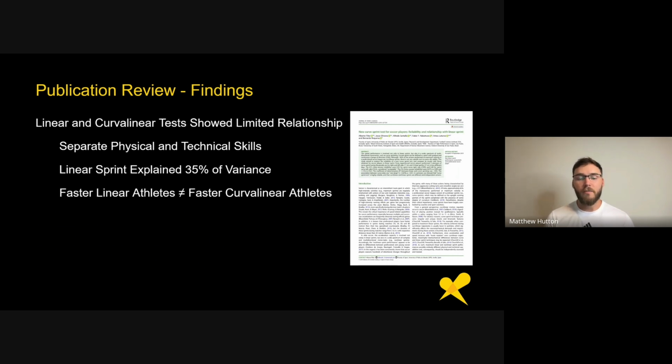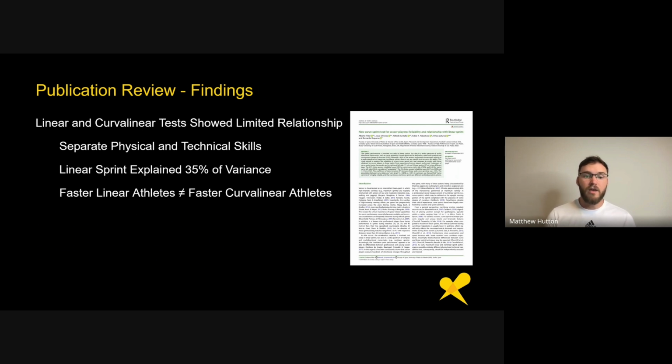You've got low back EMG activity would show differences. So all of these things are showing that you're getting more internal, or you're going to have your demands across your inside leg and your outside leg are going to be slightly different depending on which body part you're looking at. The linear sprint only explained 35% of the variance of the curvilinear sprint results.